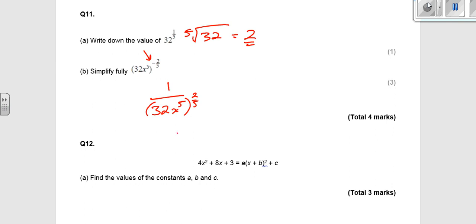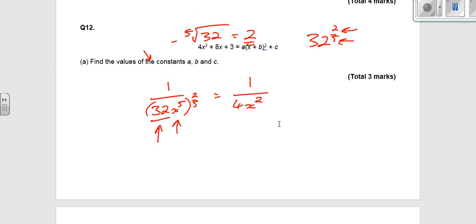Now we've got to do x to the power of 5 to the power of 2 fifths, so we just multiply the powers, and we've got to do 32 to the power of 2 fifths. So it's going to be 1 over 32 to the power of 2 fifths. We do the root part to start off with. So the fifth root of 32 is going to be 2. And then we do the top part of it, which is squared. So 2 squared is going to be 4. Then you've got to multiply the powers. So 5 times 2 over 5. 5 times 2 is 10, over 5 is 2. So that's going to be x squared. 1 over 4x squared.